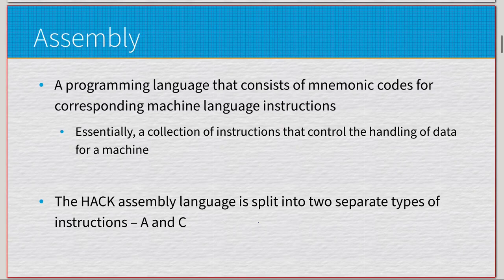Now, a programming language that consists of mnemonic codes for corresponding machine language instruction is the basics of what assembly is, essentially. So it is a language tied directly to some hardware architecture. In industry, you see that in terms of like Intel's x86, maybe you have like ARM, MIPS, older instructions like Z80. There's a lot. If there is a computer architecture, it has some form of assembly, machine codes, instruction set that it's tied to.